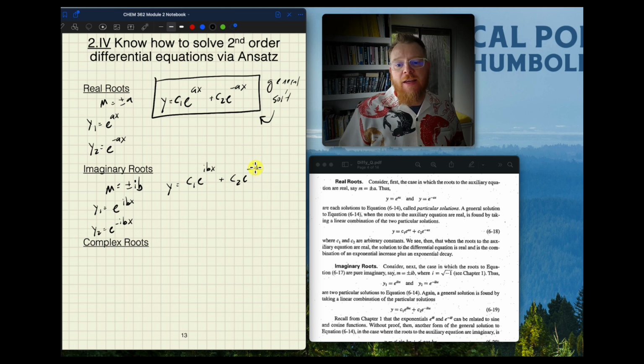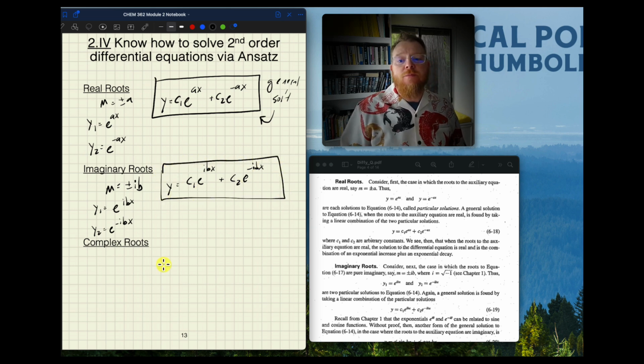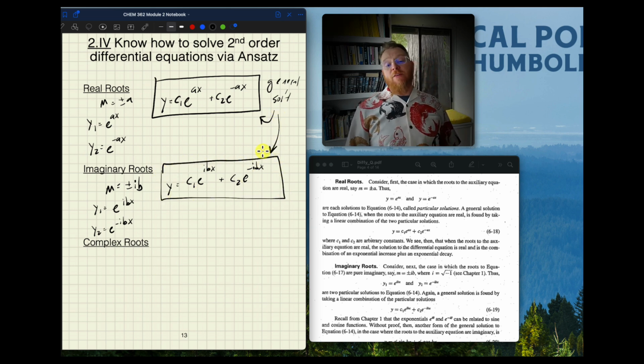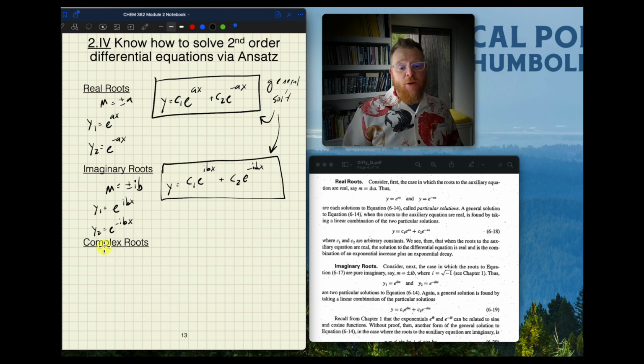e to the negative ibx. And that's an imaginary number i right there. This becomes our general solution if we have imaginary roots. And of course, finally, we could have a situation in which we have complex roots. And that would go as m equals a plus or minus ib.